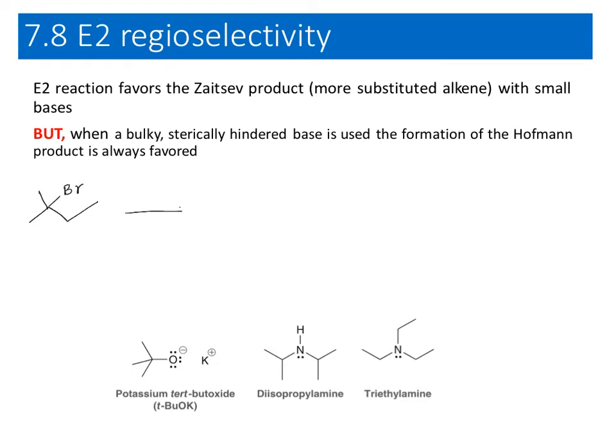So let's look at the same example that we worked on. If instead of sodium methoxide, I'm using tertiary butoxide, which is a bulky base, sometimes it can be written as t-butoxide. So if you use a bulky base, we are going to form the same product.